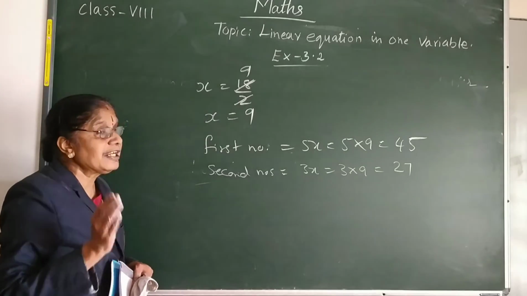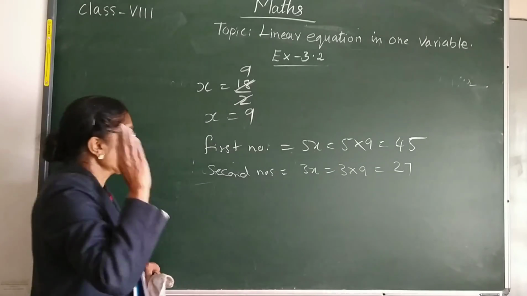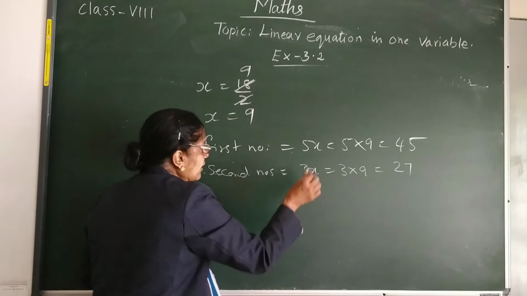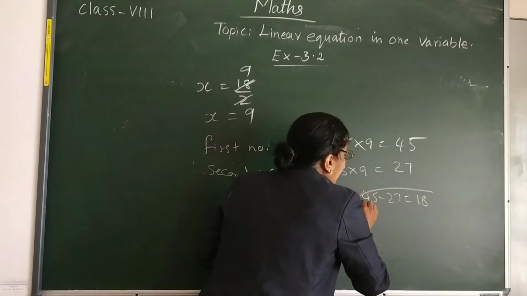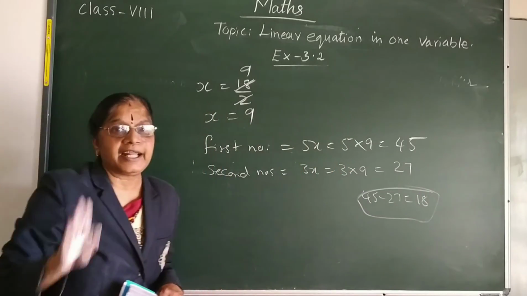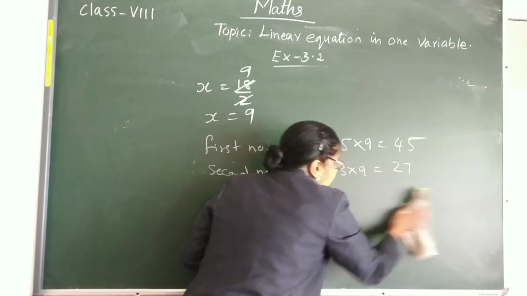The difference between them is 18. Let us do the verification. So what is the difference? 45 minus 27 is equal to 18. It means your x value is correct. That is how you have to solve the sum.